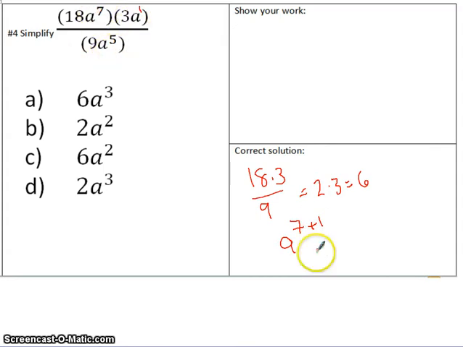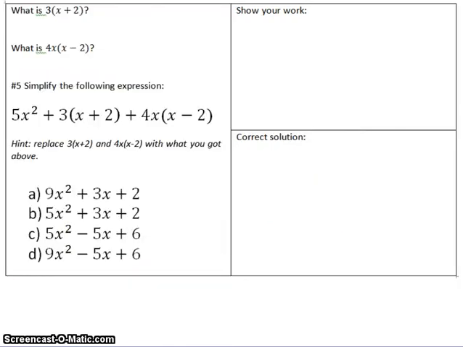And then when I'm dividing, the rule is to subtract. 7 plus 1 on the top minus 5 on the bottom: 7 and 1 make 8, minus 5 is 3. So this is 6a to the 3rd. This one here, A. Next question.